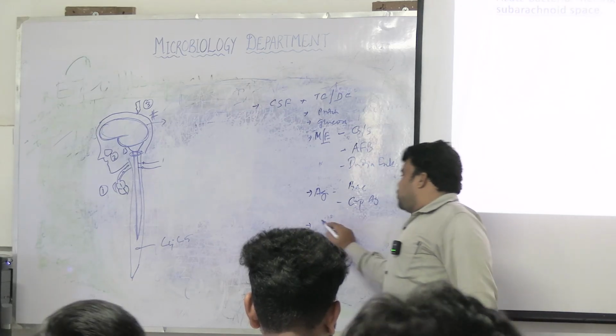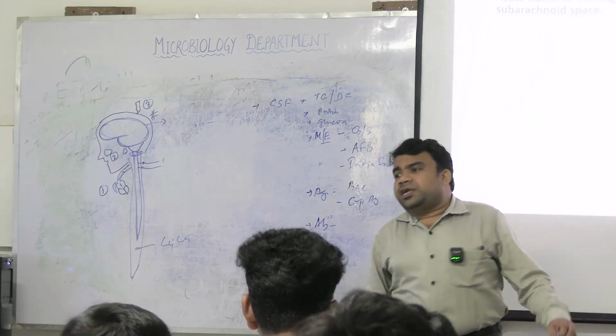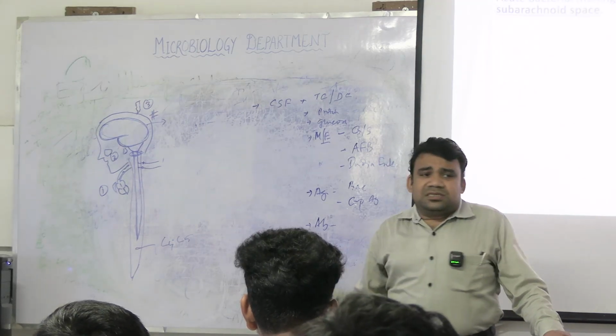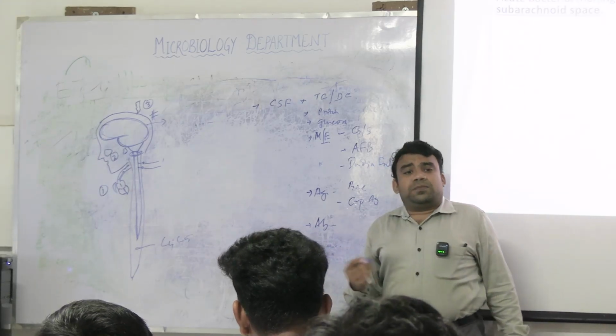Before that, we can also look for antibodies. Some of the viral infections may also produce antibodies, like measles, mumps. These antibodies may be present. And even antigens, like herpes, can also be present.